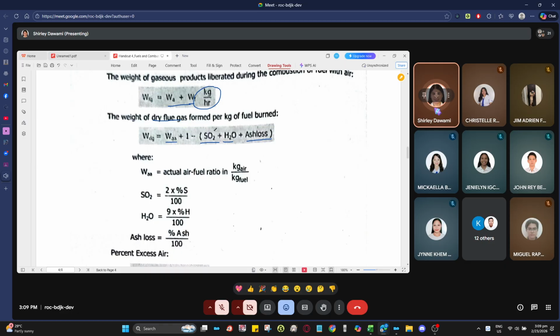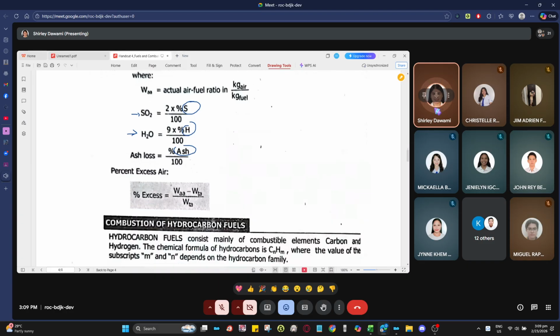And to get this SO2 and H2O, this is the formula. We can get it again from the ultimate analysis, the weight percentages of the contents or elements. Okay, so here's the formula for the excess air: actual air-fuel ratio minus theoretical air-fuel ratio, divided by the theoretical air-fuel ratio.